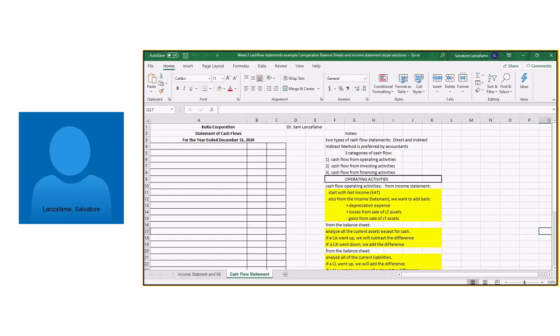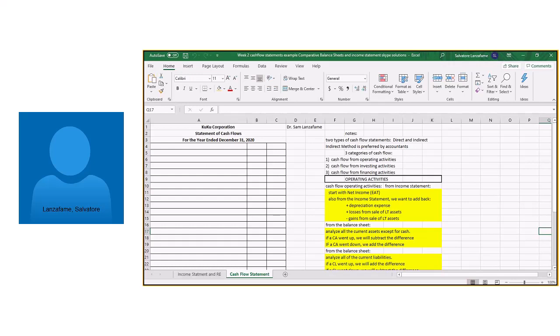Okay, so hopefully you have the printout and you can follow along step by step with what I do here. Over to the right, let's take a look at these notes. There are two different types of cash flow statements that exist, the direct method and the indirect method. The indirect method is what is preferred by accountants everywhere, even though the direct method actually follows GAAP. But nobody does the direct method. So what you're going to learn is the indirect method.